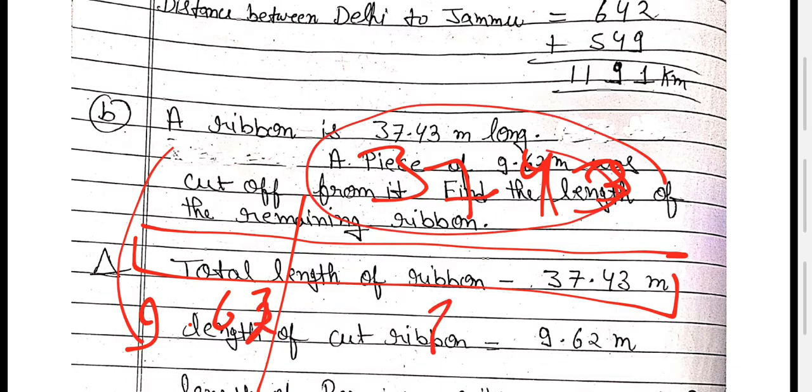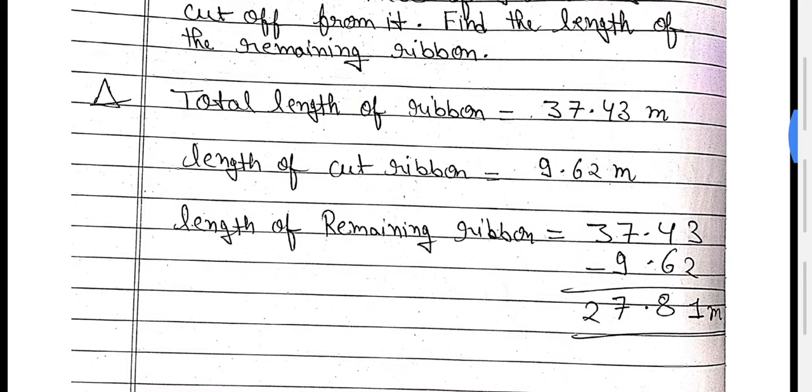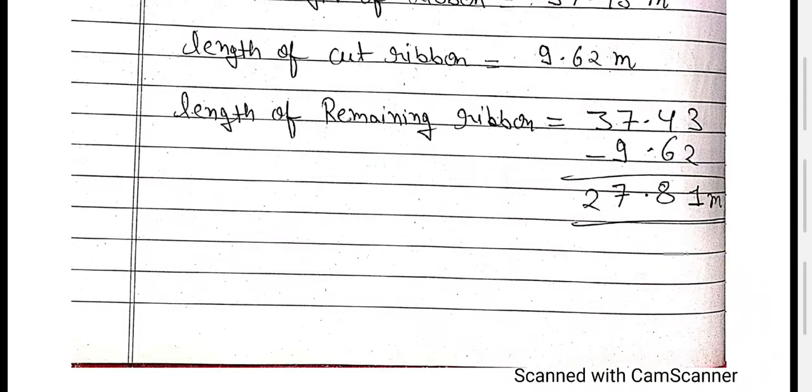So from the total you subtract this part, you will get the remaining part. So the total length of the ribbon is this, and the length of the ribbon cut is this. Then the length of the remaining ribbon, you have to subtract from the total. So right here 37.43 and 9.62, and you have to write in such a way that the decimal is just below the decimal. Now 3 minus 2 is 1, 4 minus 6 not possible, take 1 carry, it becomes 14, 14 minus 6 is 8, here remains 6. Then 6 minus 9 not possible, take 1 carry, it becomes 16. Then 16 minus 9 you get 7, and here remains only 2. So your answer is 27.81 meter.